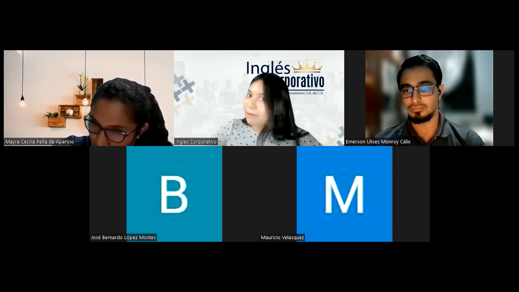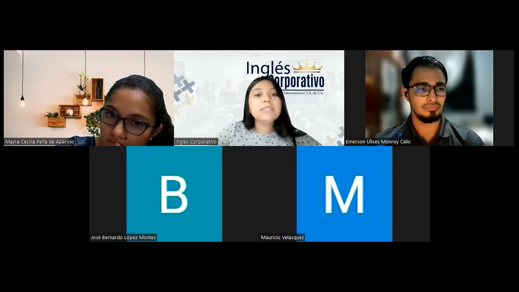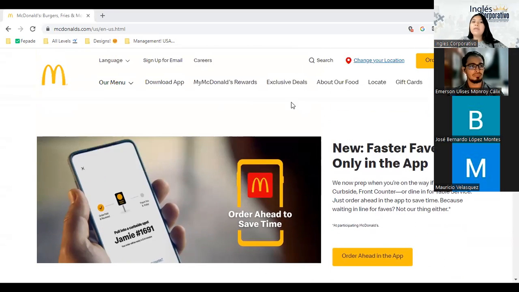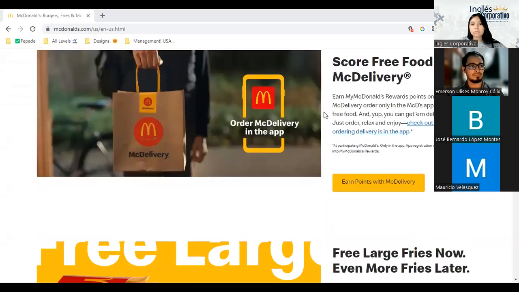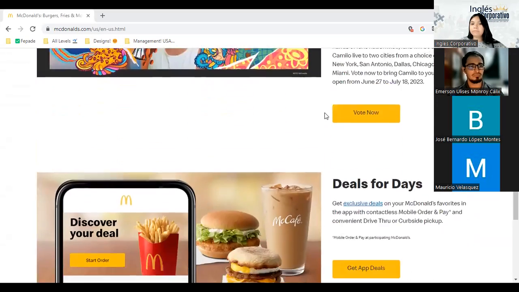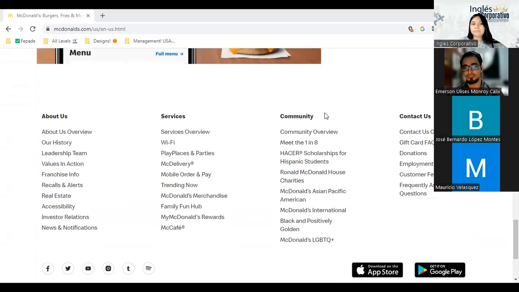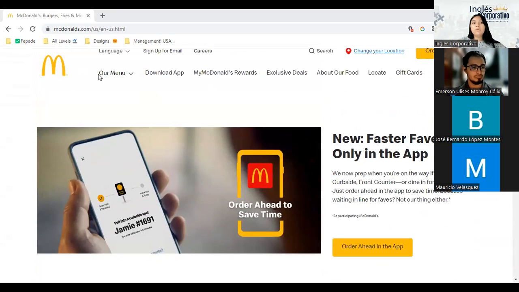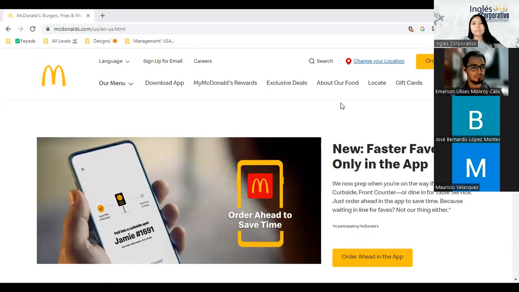Okay, a tip for you guys is that since you are using McDonald's, you can go to their website. I mean, but for the US, right? Look for different information right there and look at the things that they use. Yeah. Go there. Okay. Places and patties. Look at that. Mac delivery. You have the information here and it is already in English because this website is from the US, right? Use your resources, what you have, yeah?